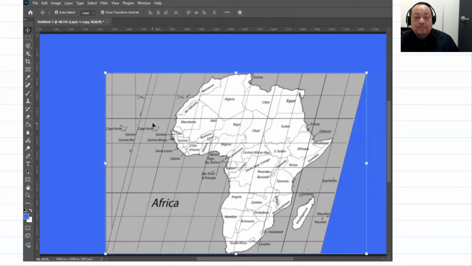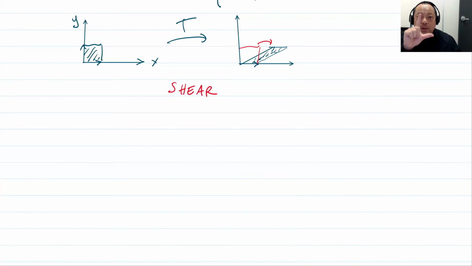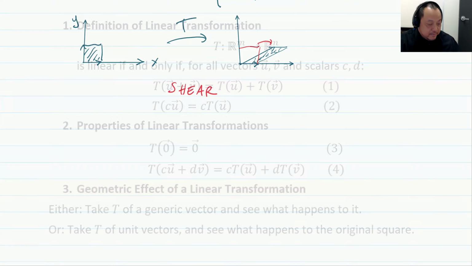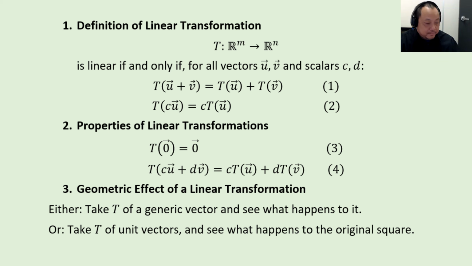There we go. So that's the shear. We were able to figure out, by taking the original unit vectors that make a little square and seeing what happens to each unit vector, what our final answer is geometrically. So here's a summary of the definition and properties of linear transformations and how to figure out the geometric effect of a linear transformation.